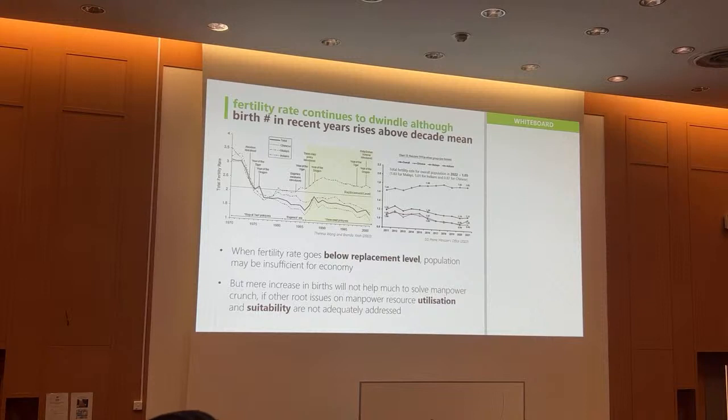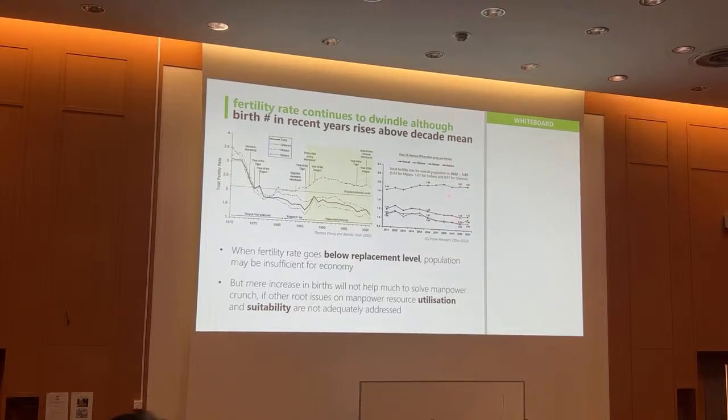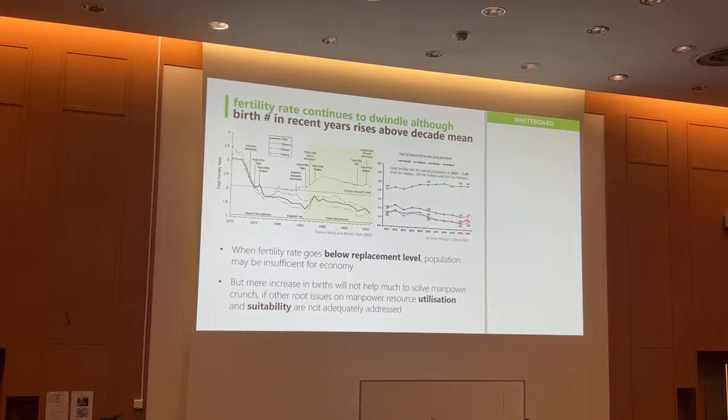In terms of today, the fertility rate typically hovers around 1.1, 1.2 for the past 10 years or so. Last year is a bit lower than usual due to COVID.